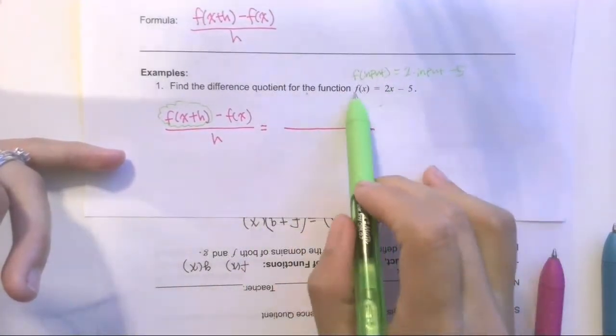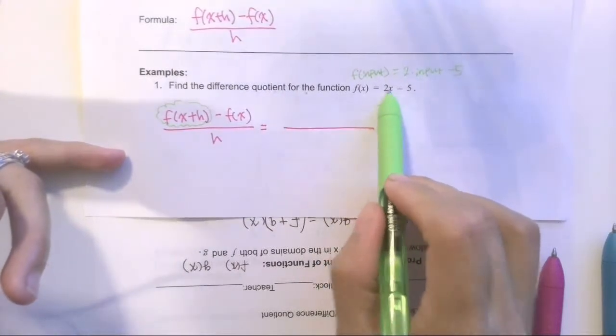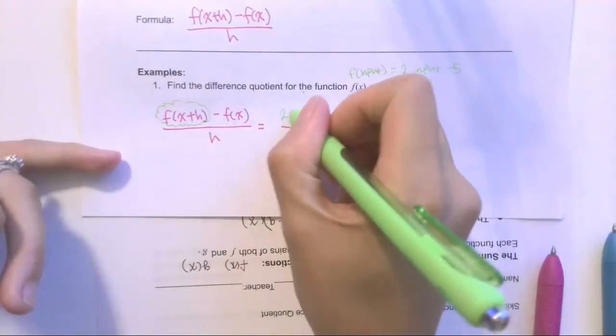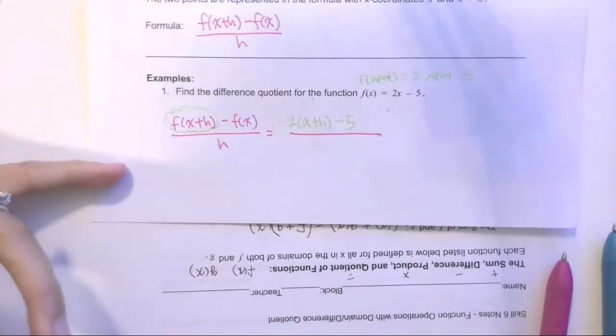So how do I find f of x plus h? 2 times x plus h, minus 5. So 2 times x plus h minus 5. That's how you find f of x plus h.